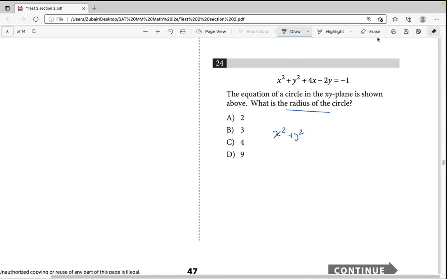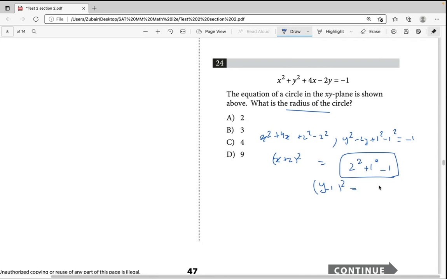x square plus y square, and rearranging, bringing x to this side: x square plus 4x plus 2 square minus 2 square. And I have y square minus 2y plus 1 square minus 1 square is equal to minus 1. So (x plus 2) whole square, taking that 2 square to the other side, and (y minus 1) whole square, taking that to the other side, and minus 1 is already there. I'll explain this formula meanwhile. 2 square, and we cancel this. This is 2. Radius is 2.